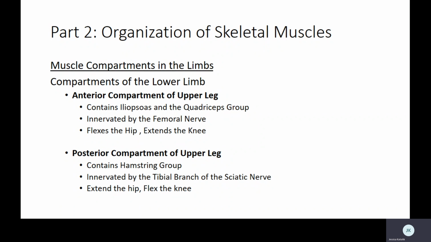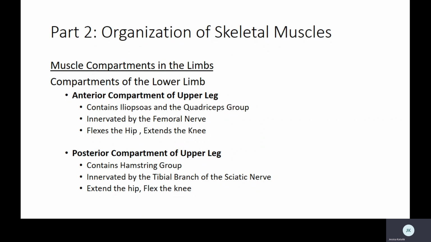All right, so first I would like to go over the compartments of the upper leg. Again, these PowerPoints are available to you on Moodle, so you can go back to these slides as need be. And rather than focusing on the text, I'm going to show you what these compartments look like in a diagram.